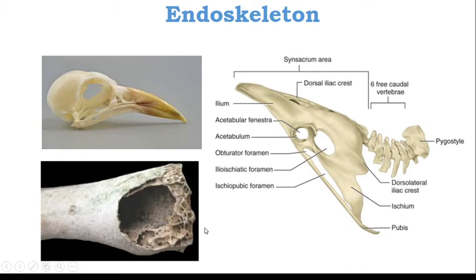The vertebral column is very short, and synsacrum is present. Synsacrum means about 14 vertebrae are fused to form the synsacrum. At the distal end, the caudal vertebrae are also fused, and this is called the pygostyle. Both the synsacrum and the pygostyle help in reducing the body weight.